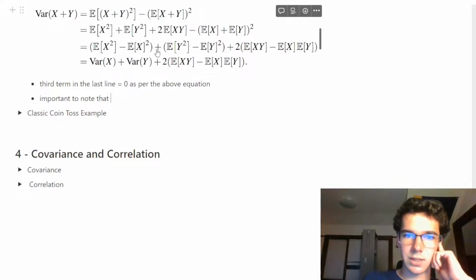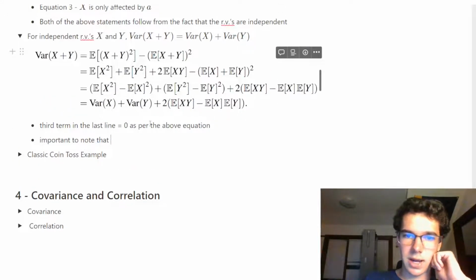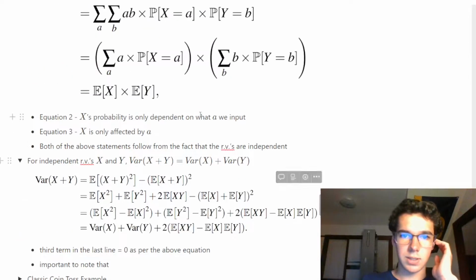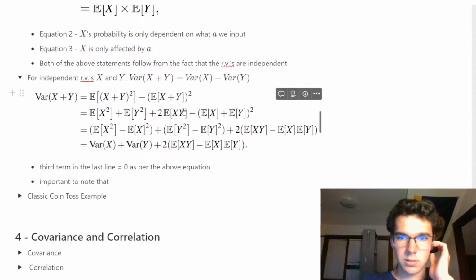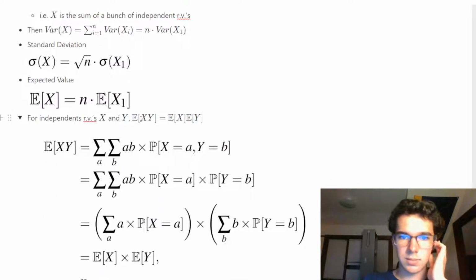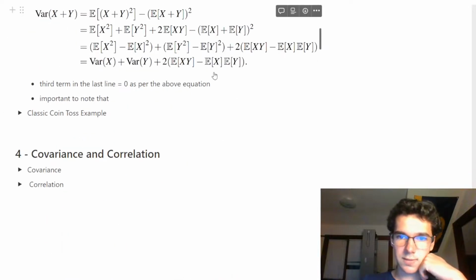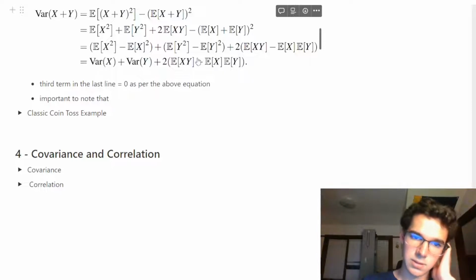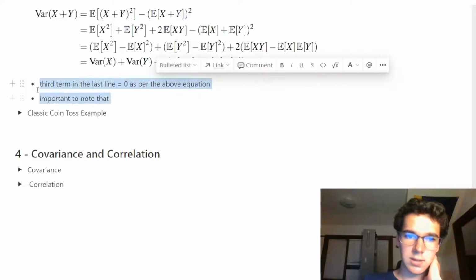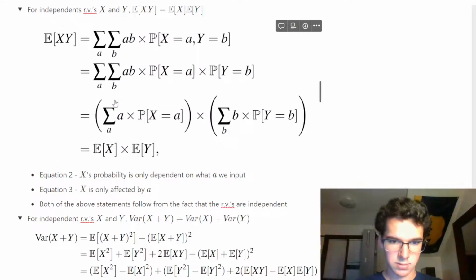Notice how this term right here takes the form of the variance of X, this term here takes the form of the variance of Y, and then this term right here actually just becomes 0, because this above equation states that the expectation of X times Y is equal to the expectation of X times the expectation of Y. So if they subtract each other, they become 0. And it's important to note that in both, what are these theorems?